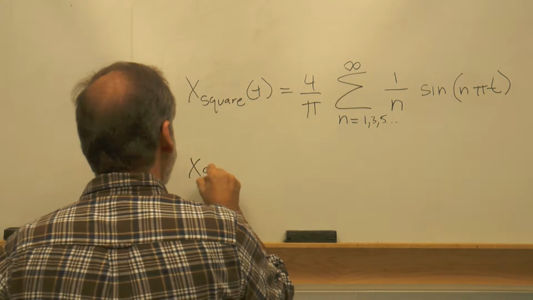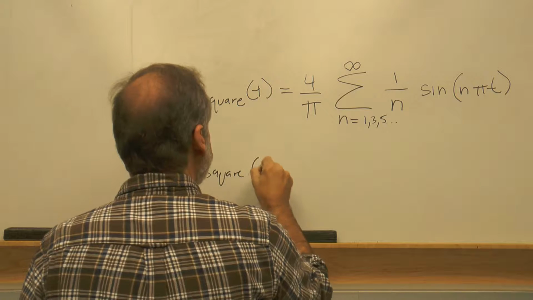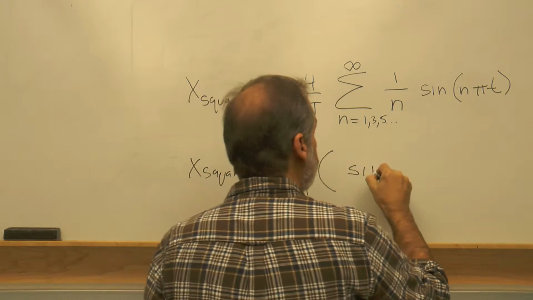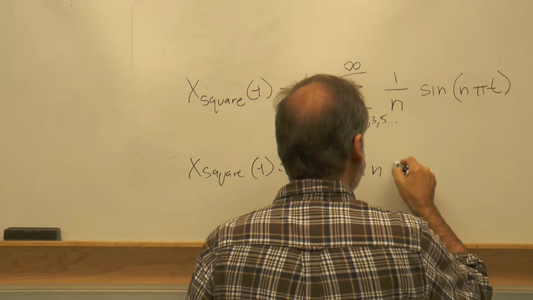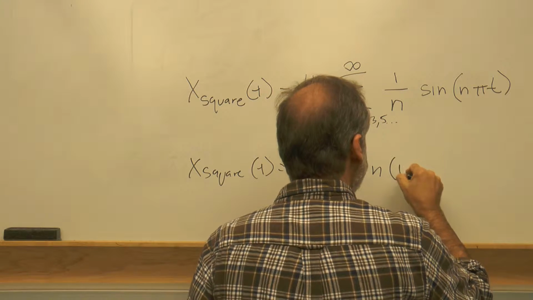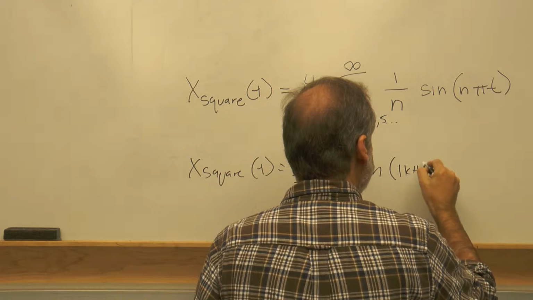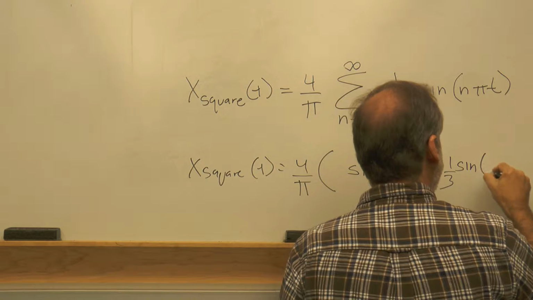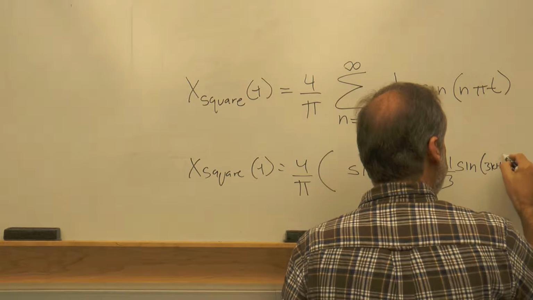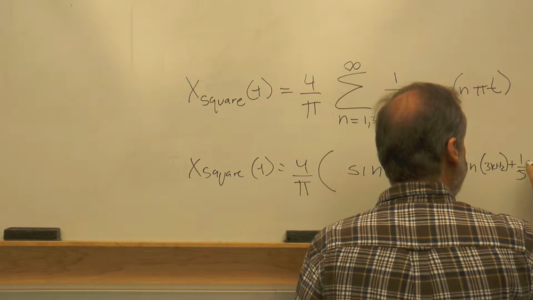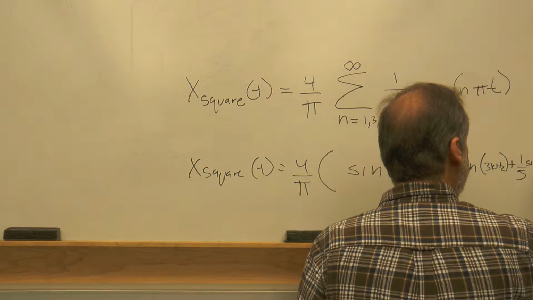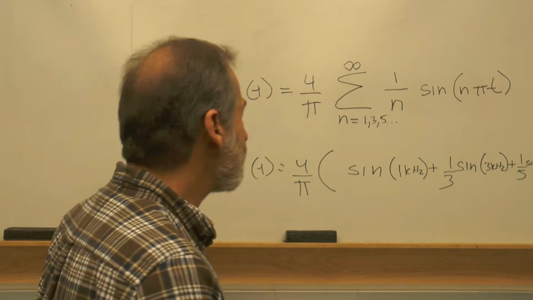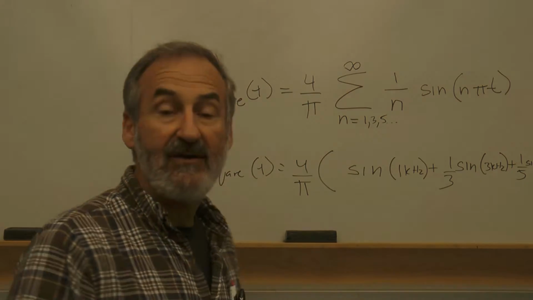So our square wave is going to be our constant times sine of some frequency. Let's do 1 kilohertz because it's easy. Plus 1/3 sine of 3 kilohertz. Plus 1/5 sine of 5 kilohertz. And so on. Now, could that possibly work? Let's find out.